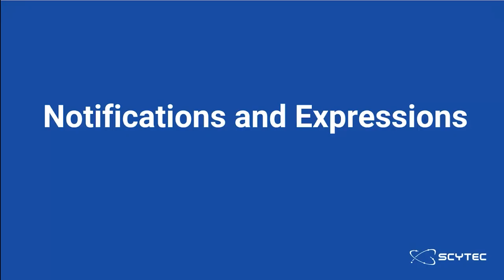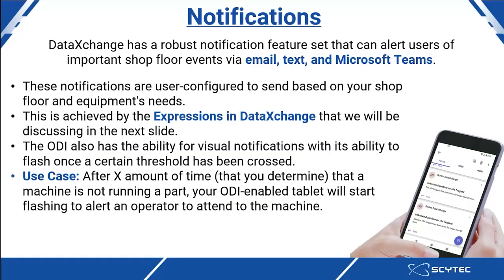Next up, we are going to be discussing the DataXchange notifications and expressions and how that can help out with your automated manufacturing processes and if you're running lights out operations as well. DataXchange has a robust notification feature set that can alert users of important shop floor events via email, text, and Microsoft Teams. These notifications are user configured to send based on your shop floor and equipment's needs. And this is achieved by the expressions in DataXchange that we will be discussing in the next few slides.